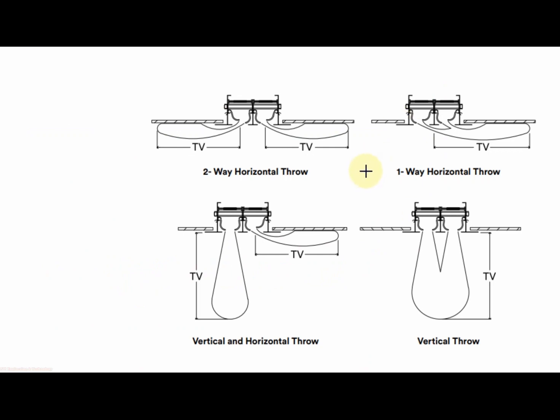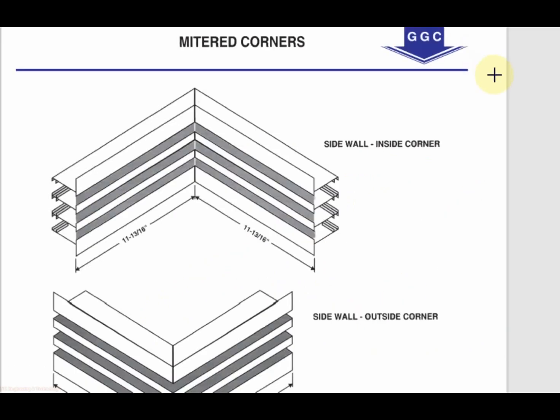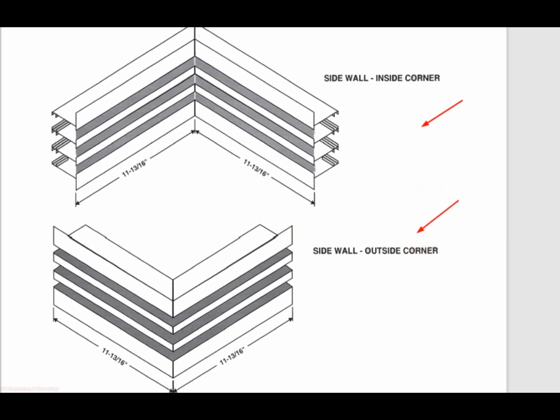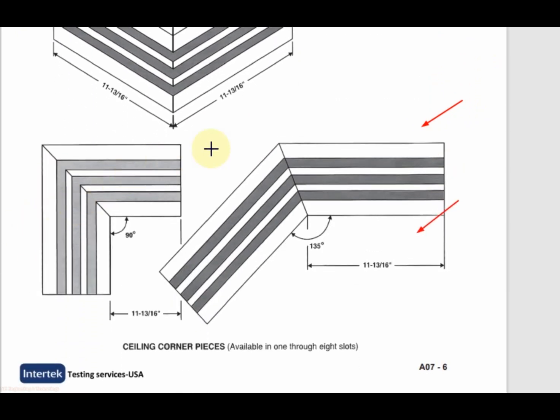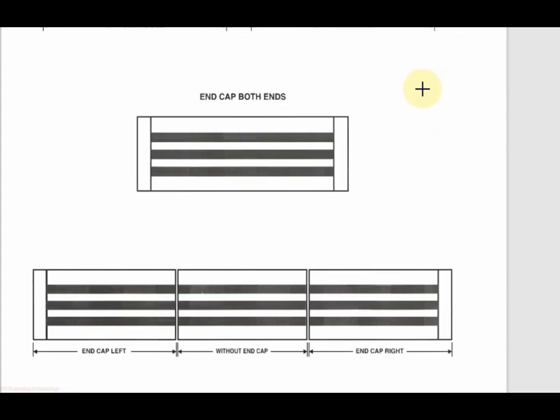These are different flow patterns for linear slot diffuser, which we get with the help of adjustable deflection blades. It is for two-way horizontal throw, it is one-way horizontal throw, it is vertical and horizontal throw, and it is for vertical throw. We use linear slot diffuser in different shapes. You can see this is sidewall inside corner, this one sidewall outside corner, and this one ceiling corner pieces, this one single piece, and it is continuous consisting of different pieces.